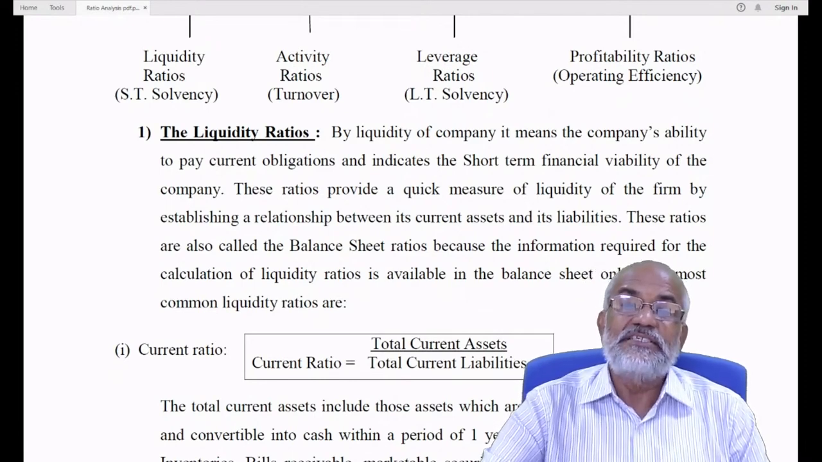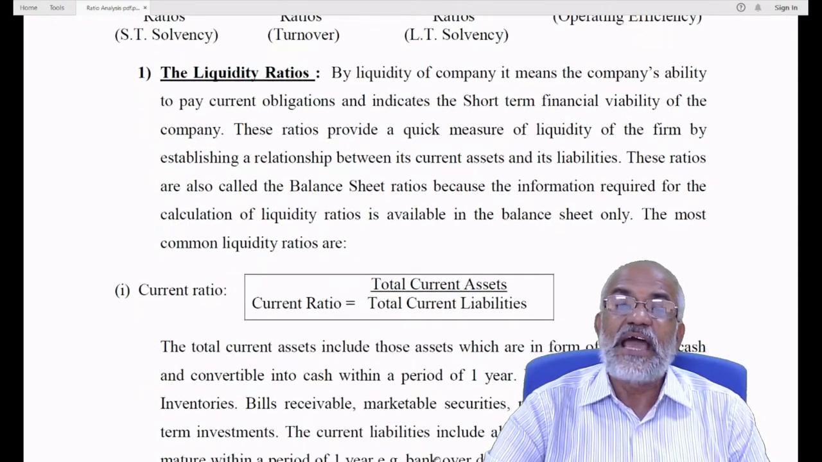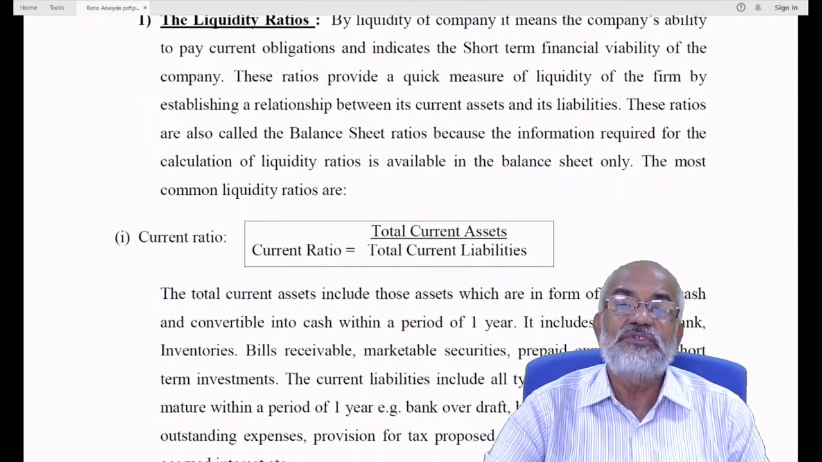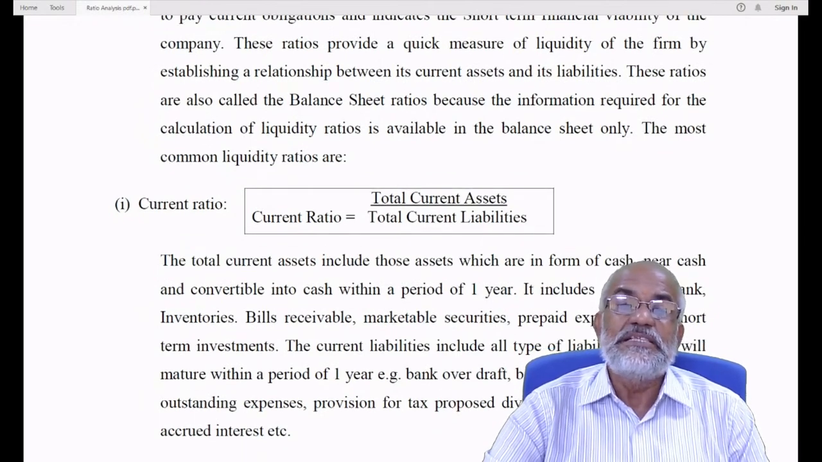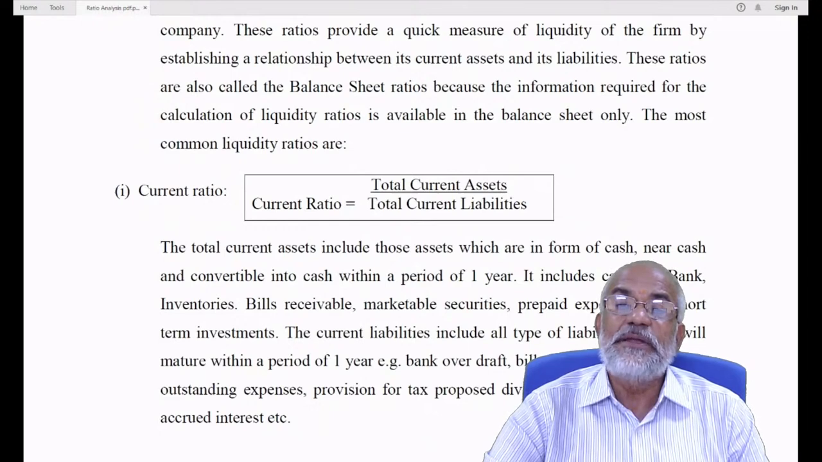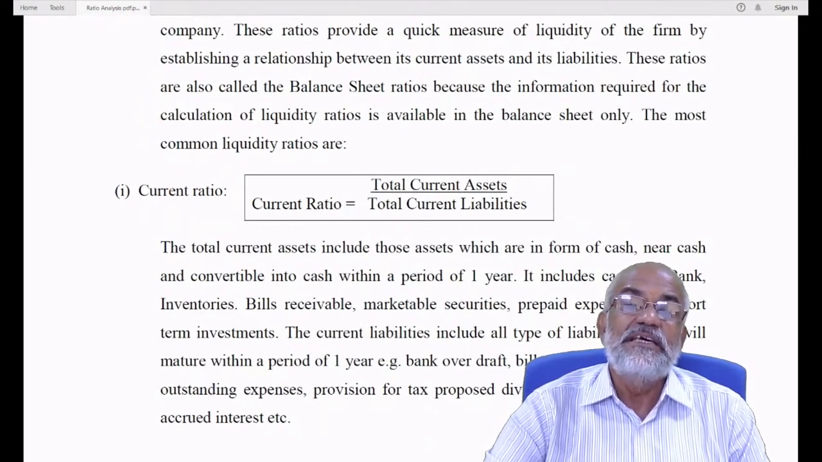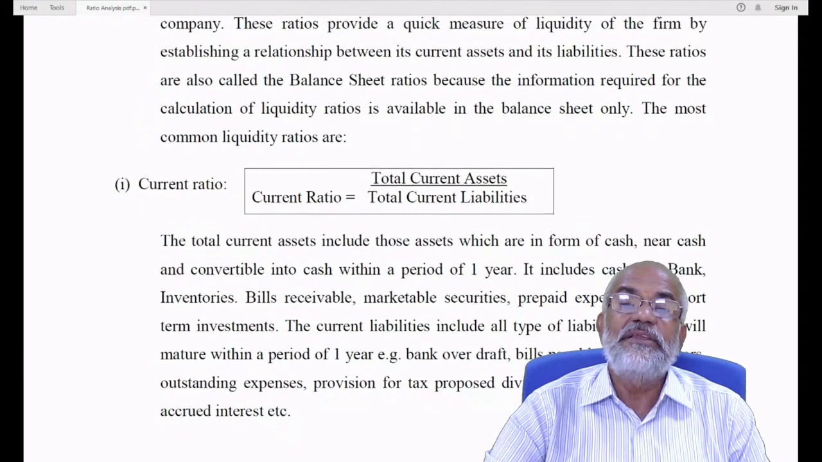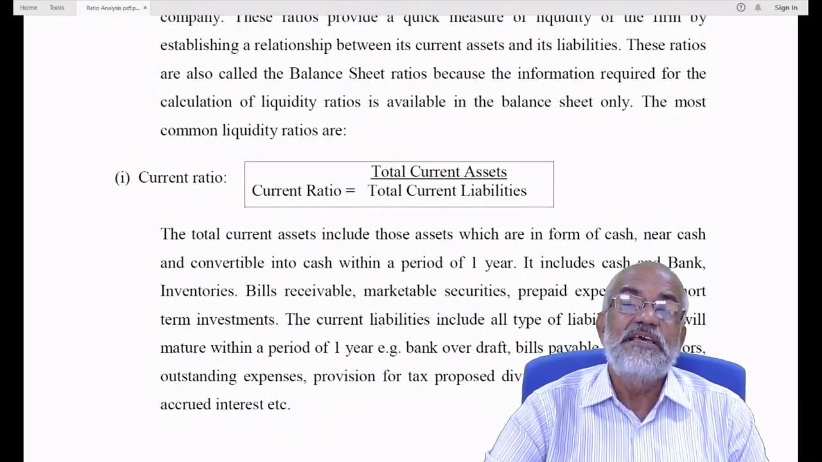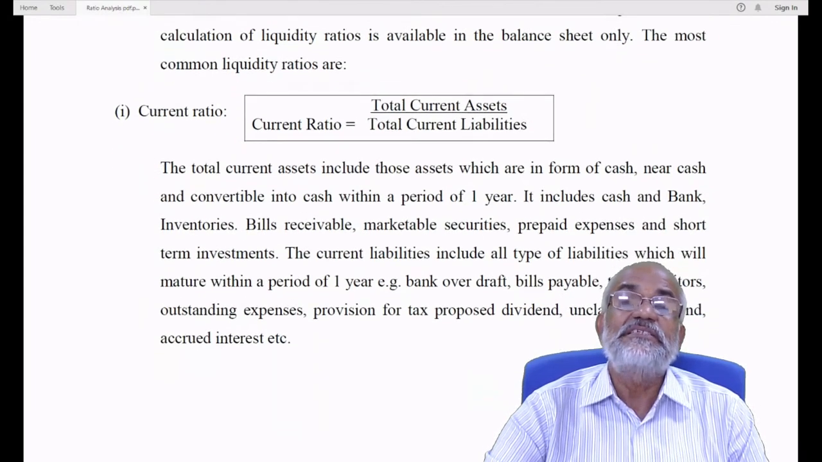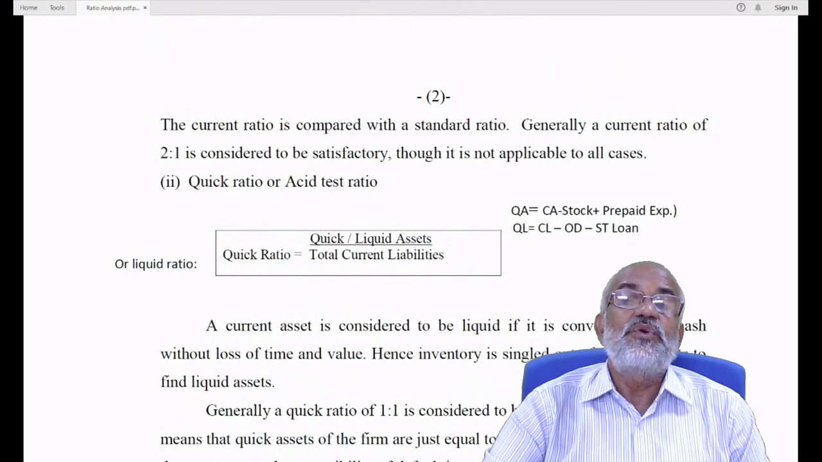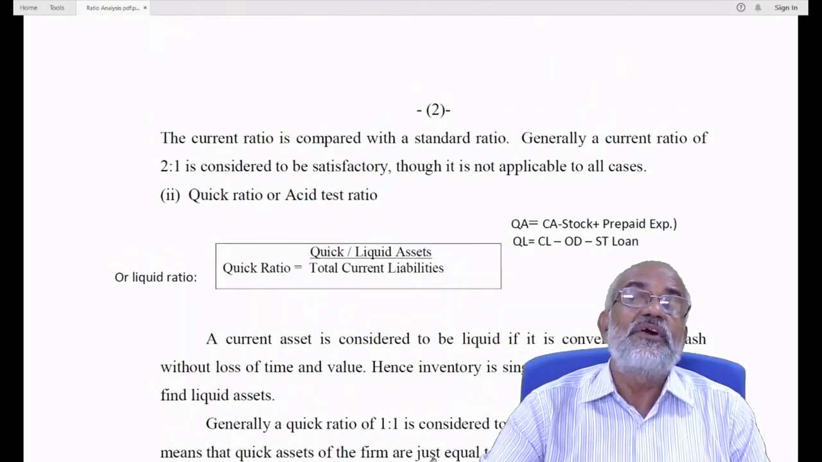The total current assets include those assets which are in the form of cash, near cash and convertible into cash within a period of 1 year. It includes cash and bank, inventories, bills receivable, marketable securities, prepaid expenses and short-term investments. The current liabilities include all types of liabilities which will mature within a period of 1 year, that is bank overdraft, bills payable, trade creditors, outstanding expenses, provision for tax, proposed dividend, unclaimed dividend, accrued interest, etc. So this is the equation for calculation of current ratio.